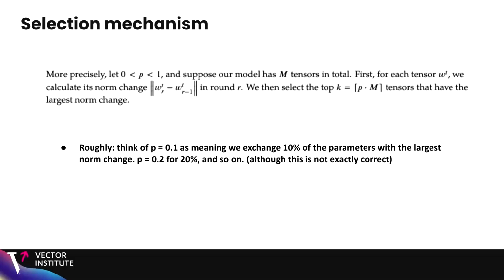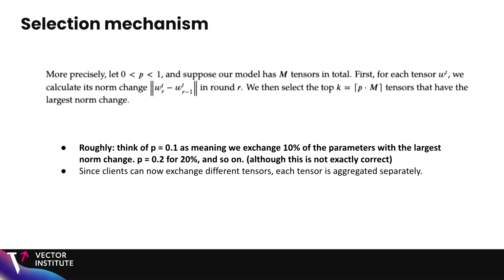So this is kind of technical, but for the purpose of this presentation, you can think of P equals 0.1 roughly as meaning we only exchange 10% of the model parameters, and which 10%? The 10% that have the largest norm change. And P equals 0.2 means that we only exchange 20% of the parameters and so on. Although this is not exactly correct because different tensors have different numbers of parameters, for our purpose, you can hold this image in your mind.